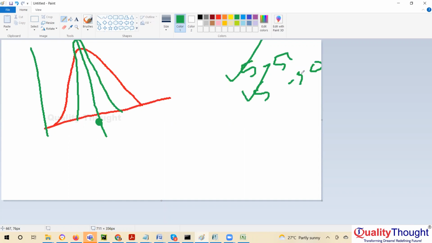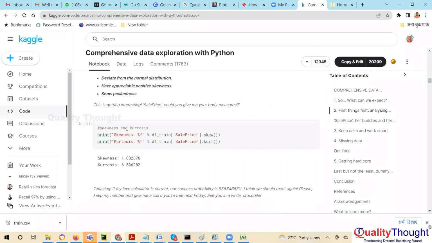So kurtosis talks about the shape of the curve. Skewness talks about the skewness. Kurtosis talks about the shape or the standard deviation. Higher the kurtosis, higher will be your standard deviation. Lower the kurtosis, thinner will be your graph, lower will be your standard deviation. So kurtosis talks about the width of the curve. Generally, 3 is supposed to be the average kurtosis value, so more than 3 or less than 3.